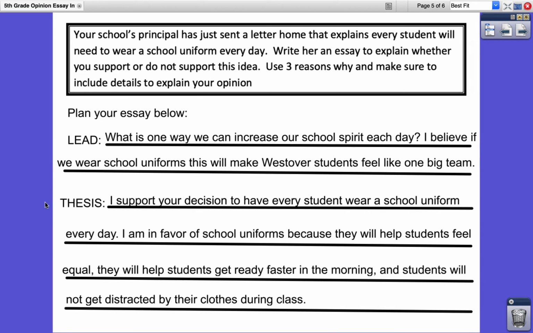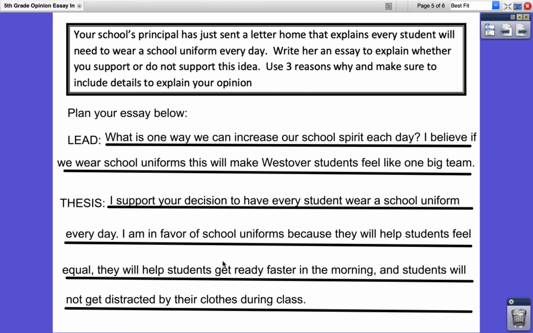Then remember, the thesis tells your reader exactly what you're going to be writing about. So not only do you have to state your decision, you have to give your 3 reasons in the thesis. Okay, I'll read my thesis to you. I support your decision to have every student wear a school uniform every day. I am in favor of school uniforms because they will help students feel equal. They will help students get ready faster in the morning, and students will not get distracted by their clothes during class.